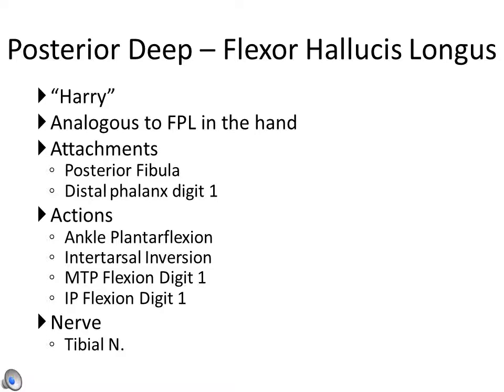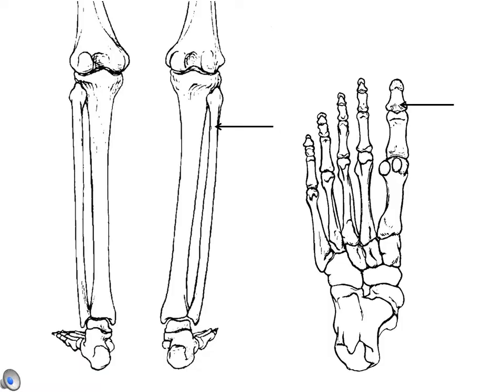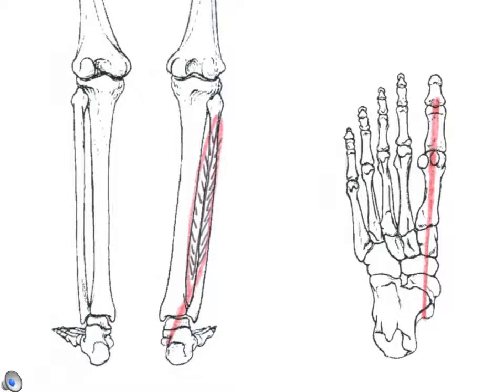Flexor hallucis longus performs ankle plantar flexion, intertarsal inversion, metatarsal phalangeal flexion of digit 1, and interphalangeal flexion of digit 1. Flexor hallucis longus's innervation is the tibial nerve. Pause the lecture to draw in the attachments and muscle belly of flexor hallucis longus. How does your drawing compare?